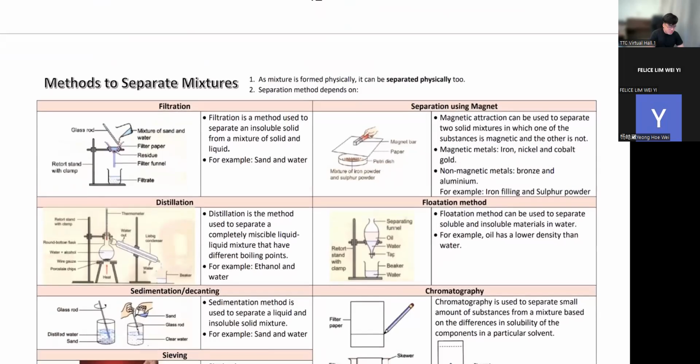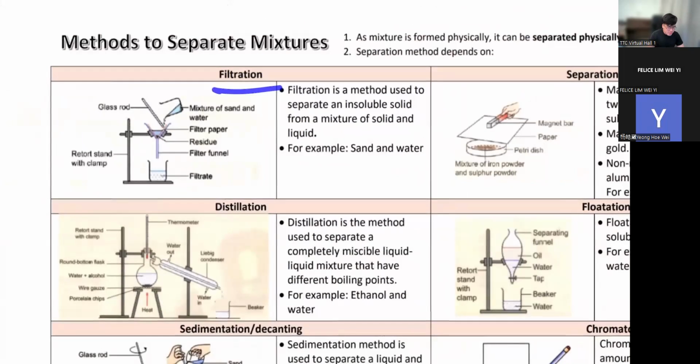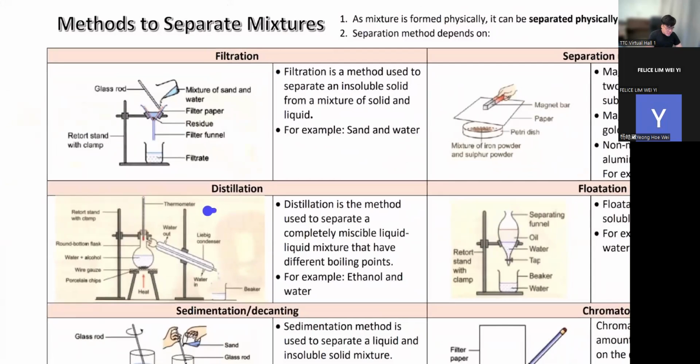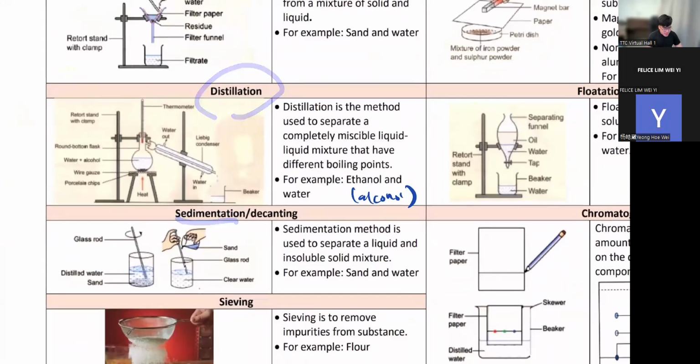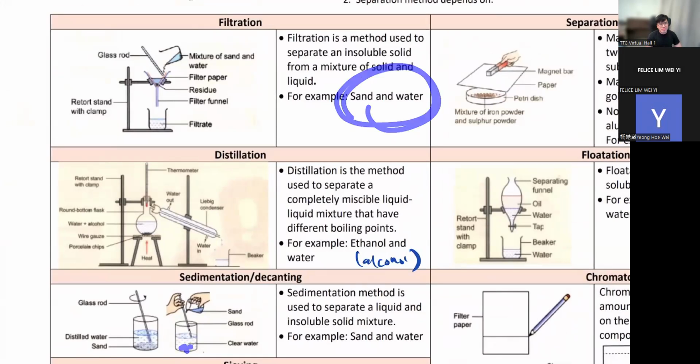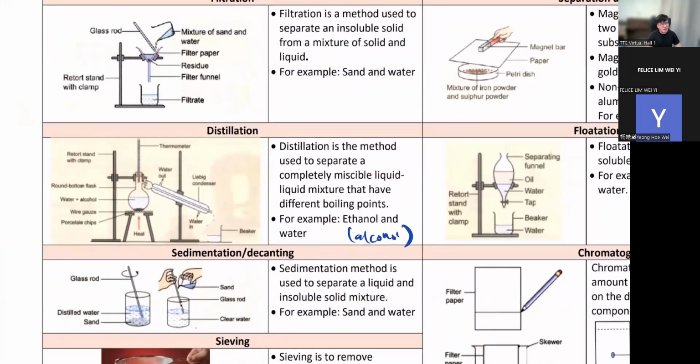For example, filtration. Now, what is filtration? This is how you separate sand and water. You have a water filter at home, right? So that is filtration. Distillation is when you want to separate two liquids, like ethanol. Ethanol is alcohol, 酒精. You want to separate alcohol and water, you use distillation. And then sedimentation is when you let heavy stuff sink to the bottom, just like sand and water.